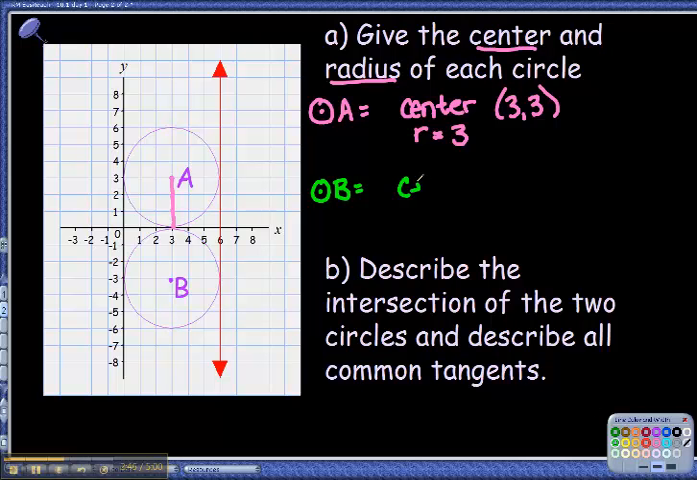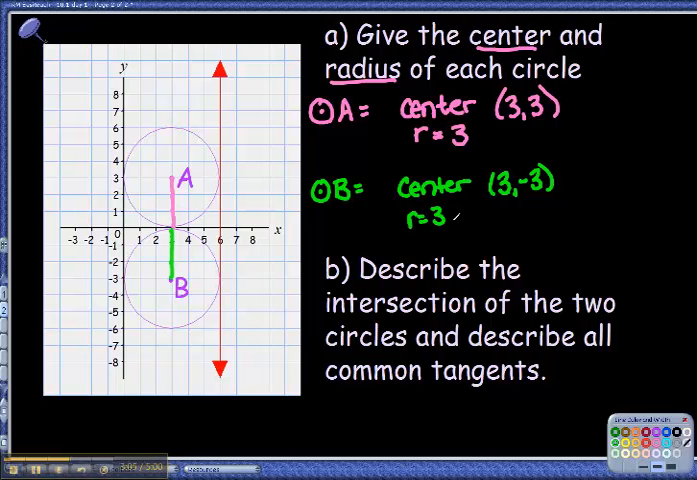Now, circle B. Its center is located at the ordered pair (3, -3). And its radius, if I count its distance from that center to the circle, there's 1, 2, 3 spaces. So that radius is also 3.